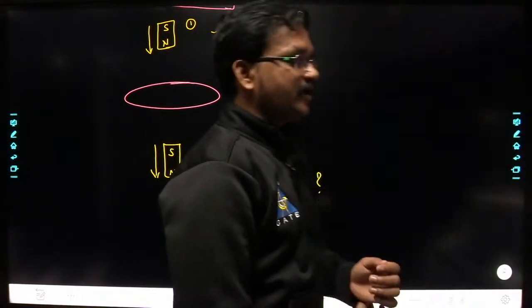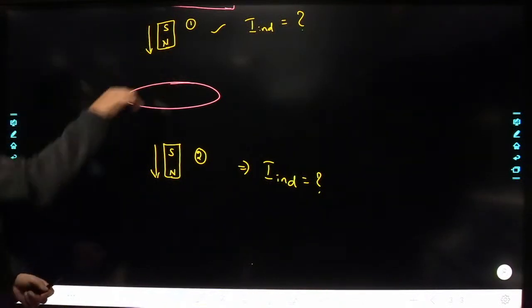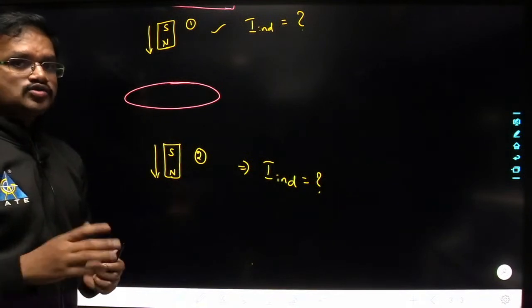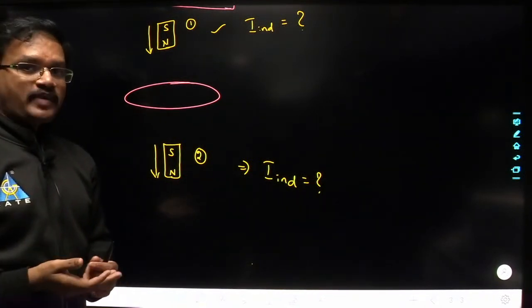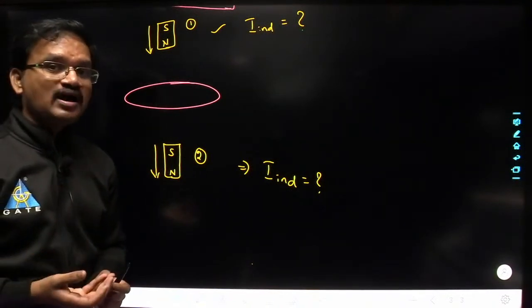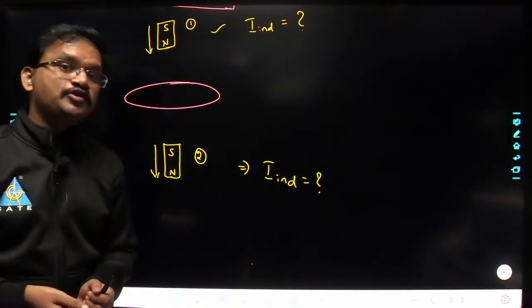The flux linked increases, yes. As the magnet moves towards the loop, the magnetic flux is going to increase. Okay, so now what is the direction of the induced magnetic field? The induced magnetic field will try to oppose what? It will try to oppose the increase in magnetic flux. So what must be the direction of the induced magnetic field?